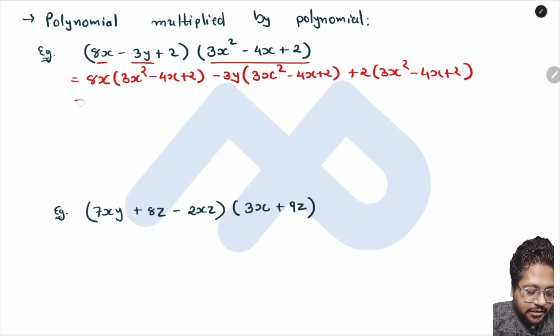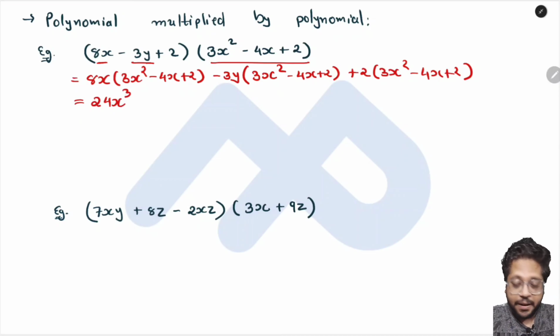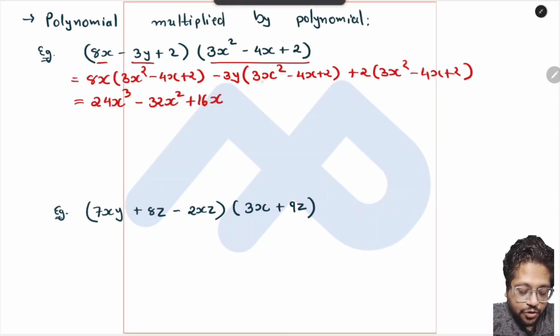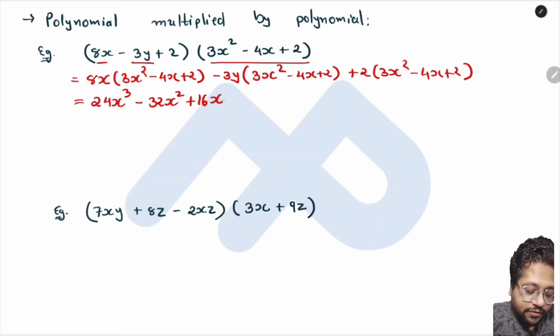Now let's simplify that. 8x will be multiplied with 3x square, which will be 24x cube. Now you already know I'm applying the indices rule only. x times x square is x cube. And 8x times minus 4x is minus 32x square. And 8x times 2 is 16x, positive. And then minus 3y times positive 3x square. So that will be negative 9x square y.